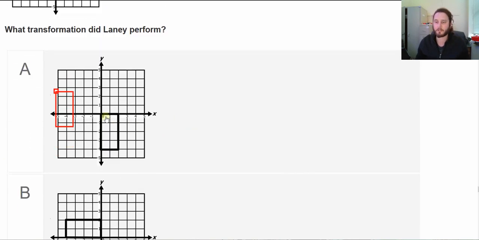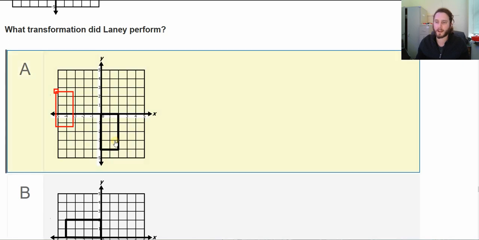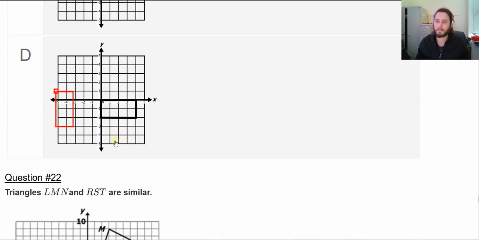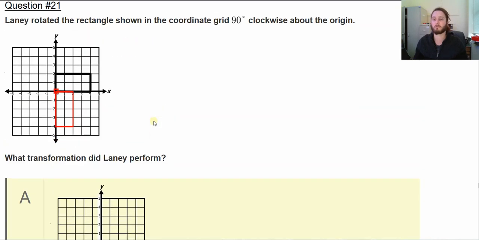A is a perfect match. 2 over and 4 down, perfect. B or D is close, but you can see the rectangle is orientated the wrong way. D would be an example of what would happen if you had reflected that shape, not a rotation.